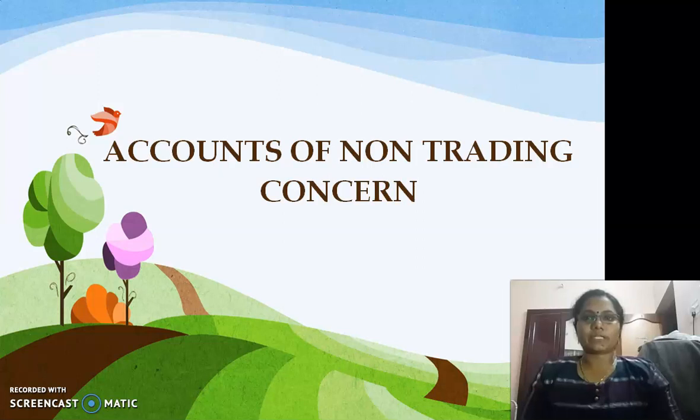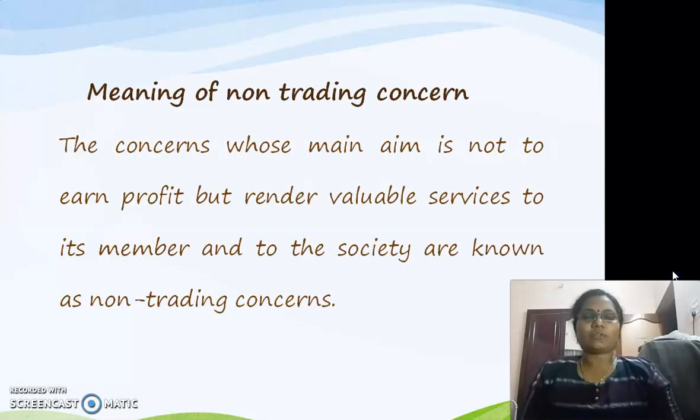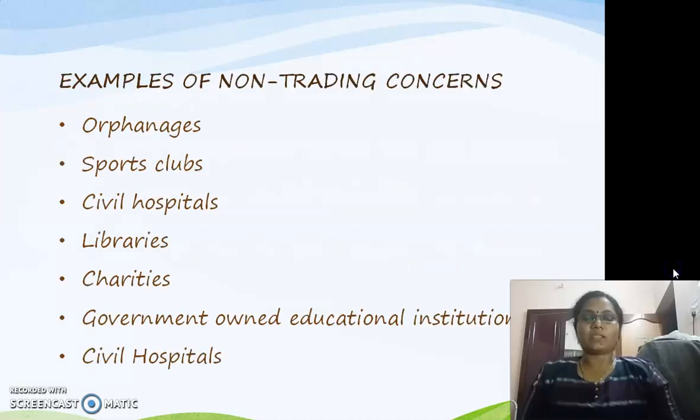Accounts of non-trading concern. First, we are going to see the meaning of non-trading concern. These are the concerns whose main aim is not to earn profit but to provide service to the society. Some examples of non-trading concerns are orphanages, charities, libraries, civil hospitals, and sports clubs.